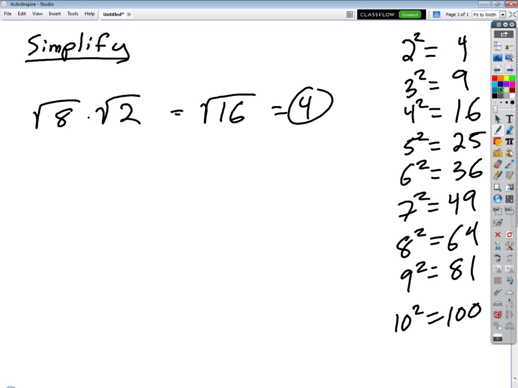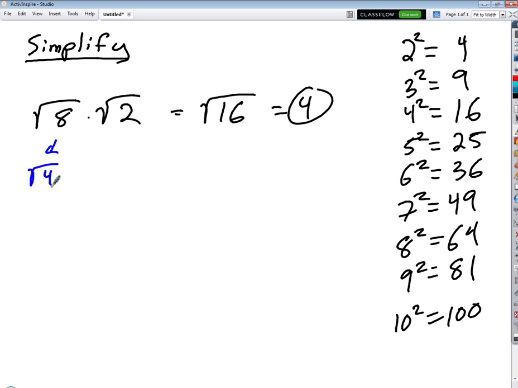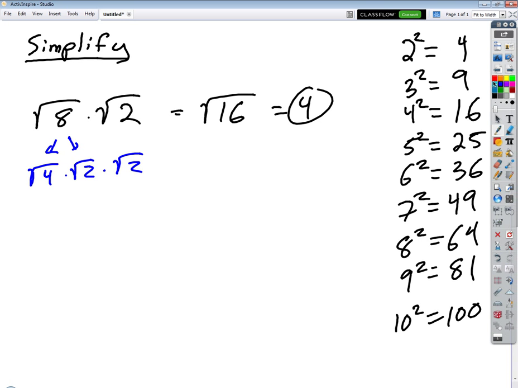Perfect square that divides into 8. Oh, 2. 2 squared, right? Yeah. So 4, right? Okay. So we could break this up into the square root of 4 times the square root of 2 times the square root of 2, right? Okay, here's the trick. The square root of 4 is what? 2, right? So we know this one's going to just become a plain old whole number 2 times.